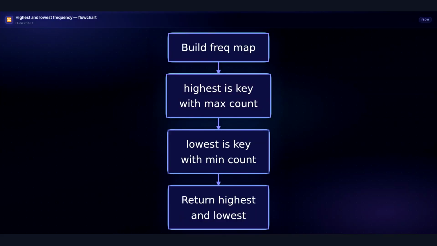The plan in 1 glance. Build the frequency map, then take the key with the maximum count as the highest and the key with the minimum count as the lowest, and return them both.